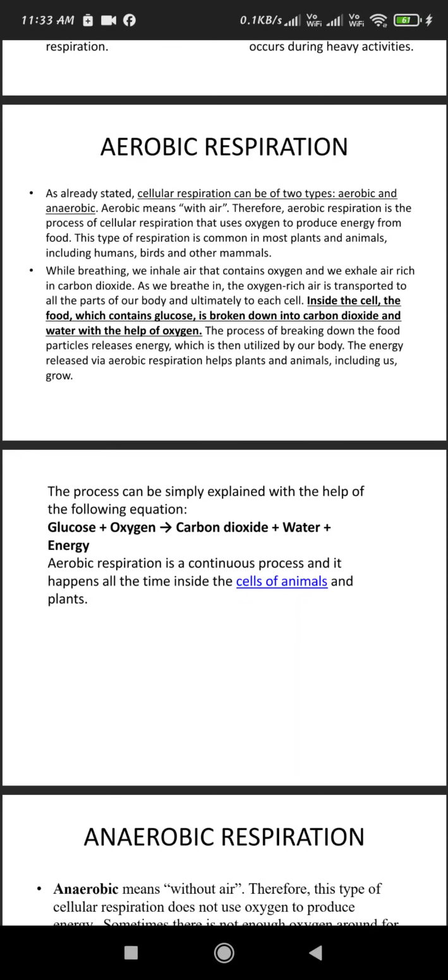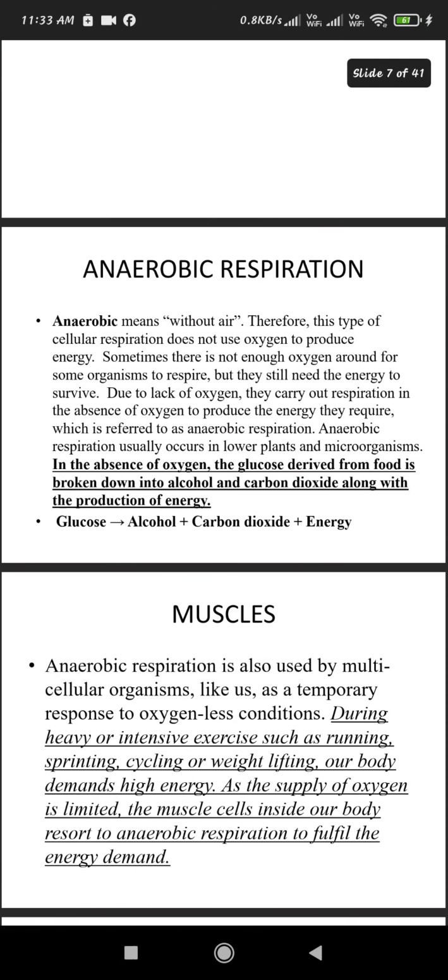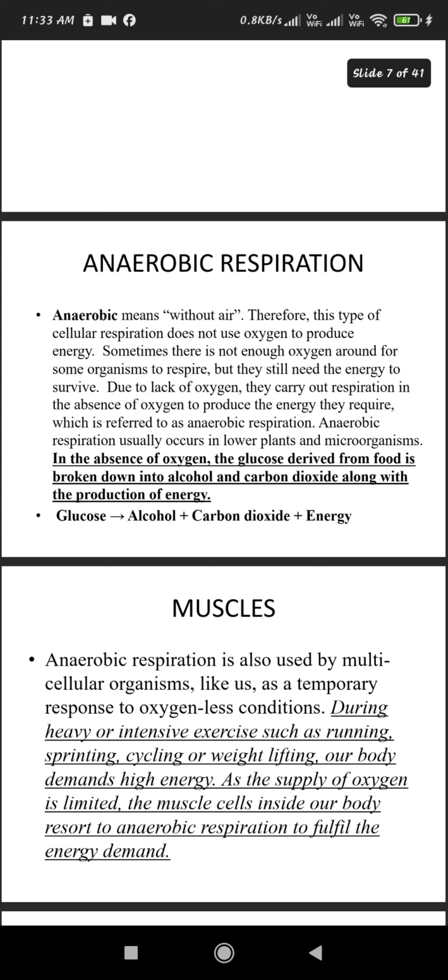Okay, so now next is anaerobic respiration. What is anaerobic respiration? It takes place in the absence of oxygen.